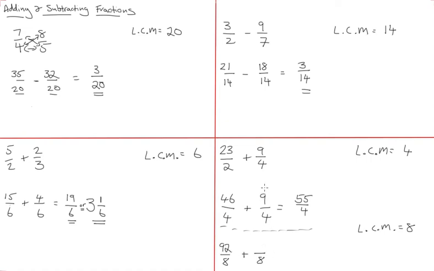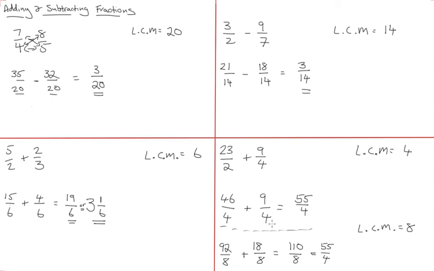And then for this 4 here to become an 8, we need to multiply it by 2. So 2 multiplied by 9 is 18. And that will give us 18 plus 92 is 110. That's over 8. Now, if this fraction was to be simplified, you could divide the top and the bottom by 2. What would that give you? It would give you 55 over 4.